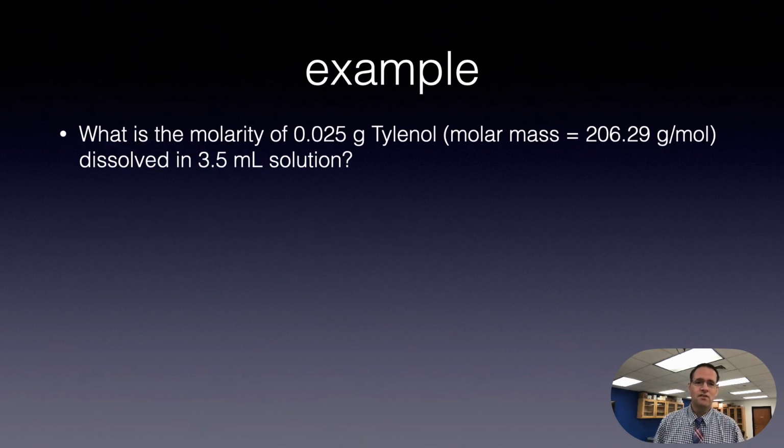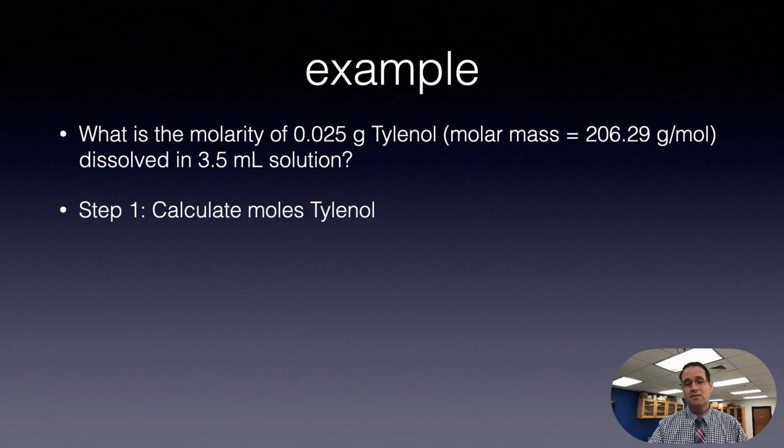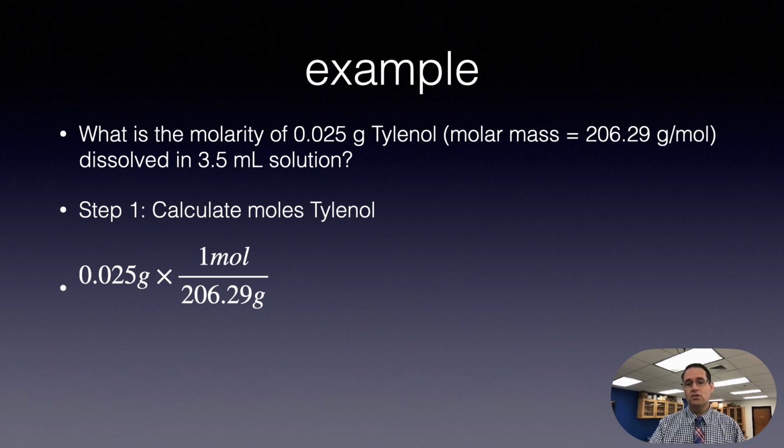All right, first example, we want to calculate the molarity of, here's all this information. We've got a certain number of grams of Tylenol in this many milliliters of solution, okay? So, a few steps we want to go through. Step 1, calculate the moles of Tylenol. Take your grams divided by the molar mass.